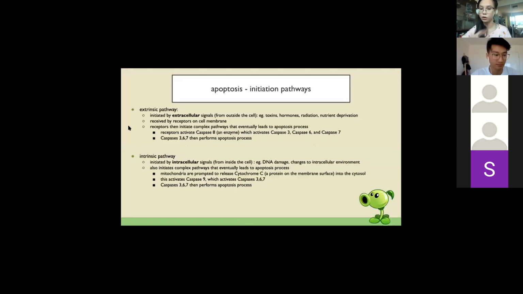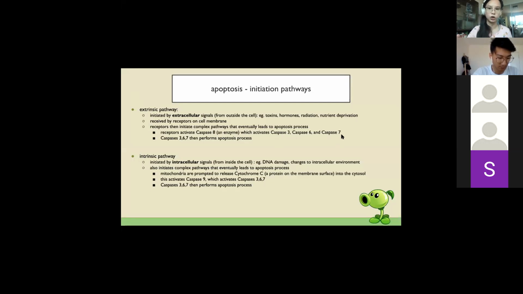Apoptosis can be initiated in 2 ways. The extracellular way, the extrinsic pathway, is when there's a signal from outside of the cell. It will be received by receptors on the cell membrane, which then activates a caspase. Caspases are a family of proteins that are responsible for apoptosis. There's many of them, from caspase 1 to 9 or 10. In the extrinsic pathway, caspase 8 is activated first, and it activates 3, 6, and 7, which are the executioners, basically.